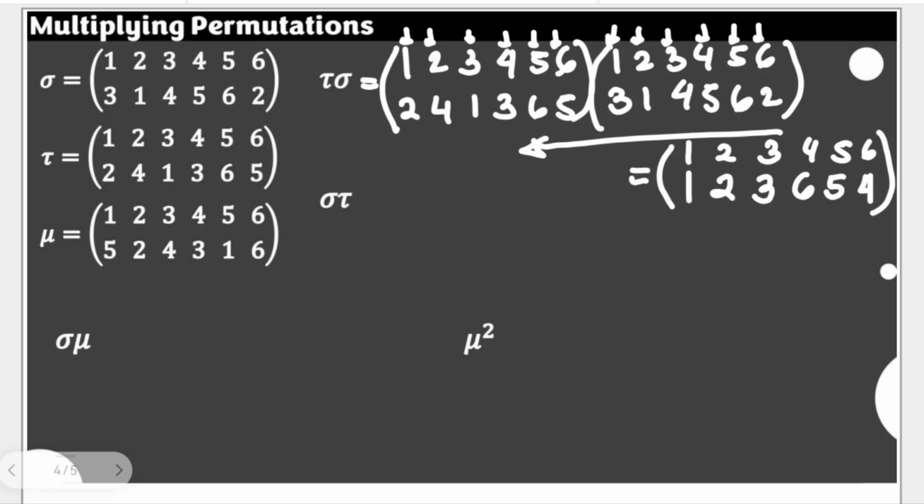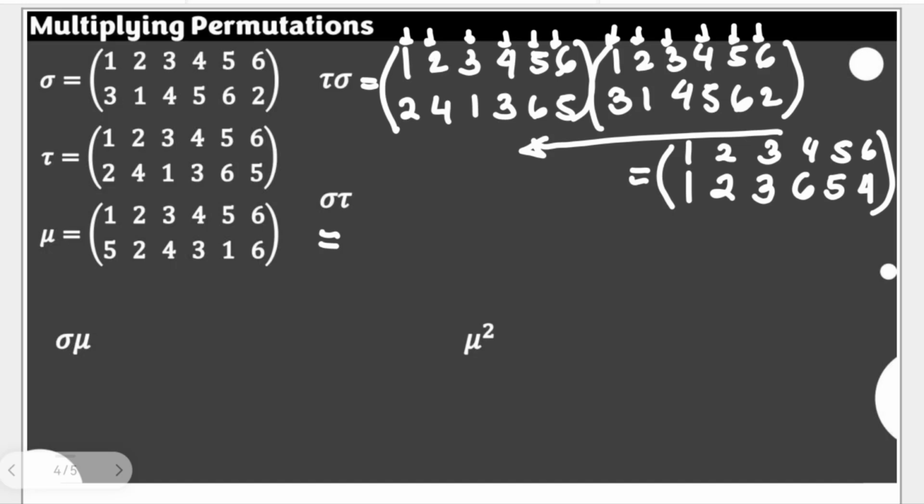As you can see, this is still a permutation on S6. So the product of permutations is also a permutation in the same set. We cannot be sure that our product of permutations is always commutative. So it's also important to solve for this result for sigma and tau.